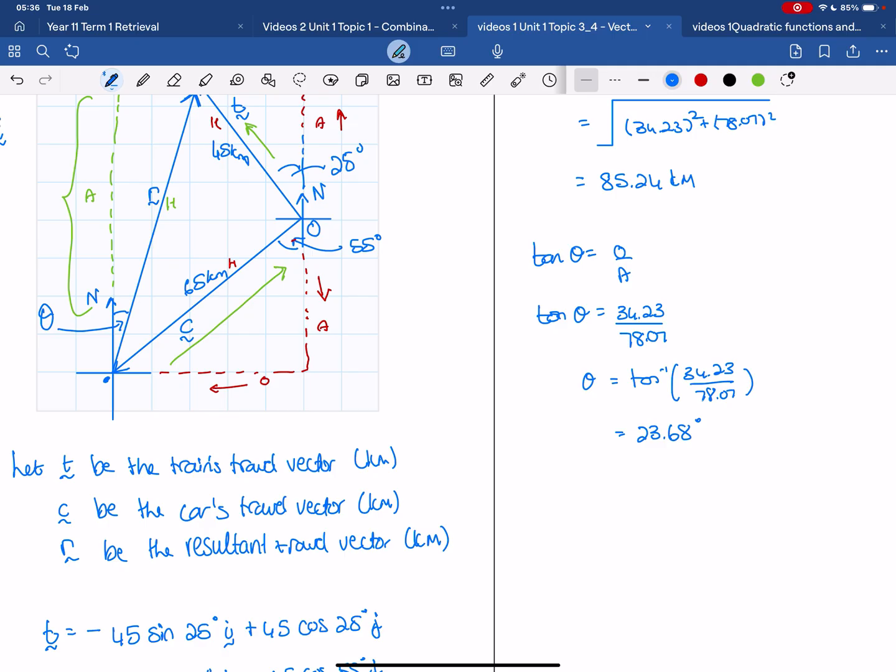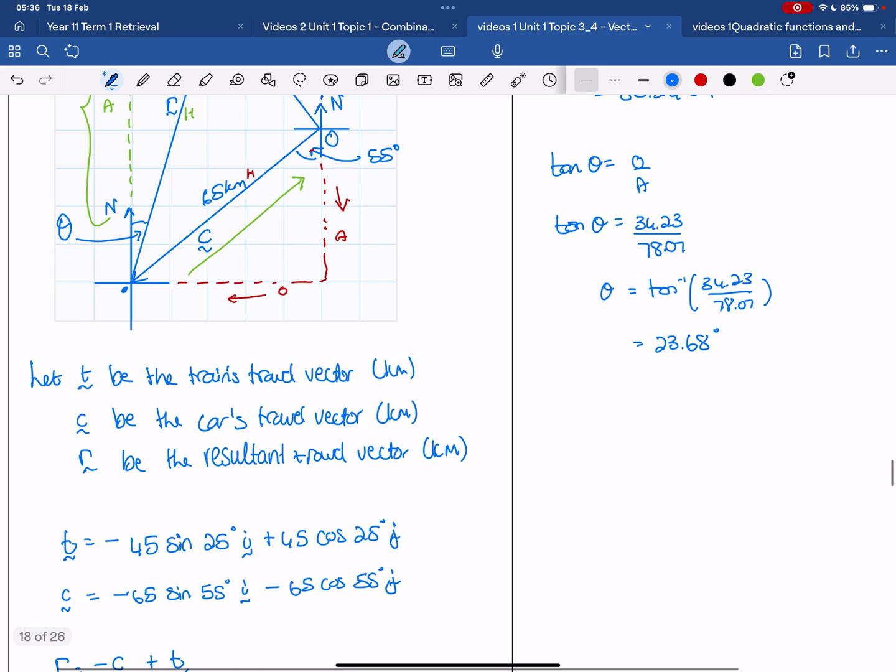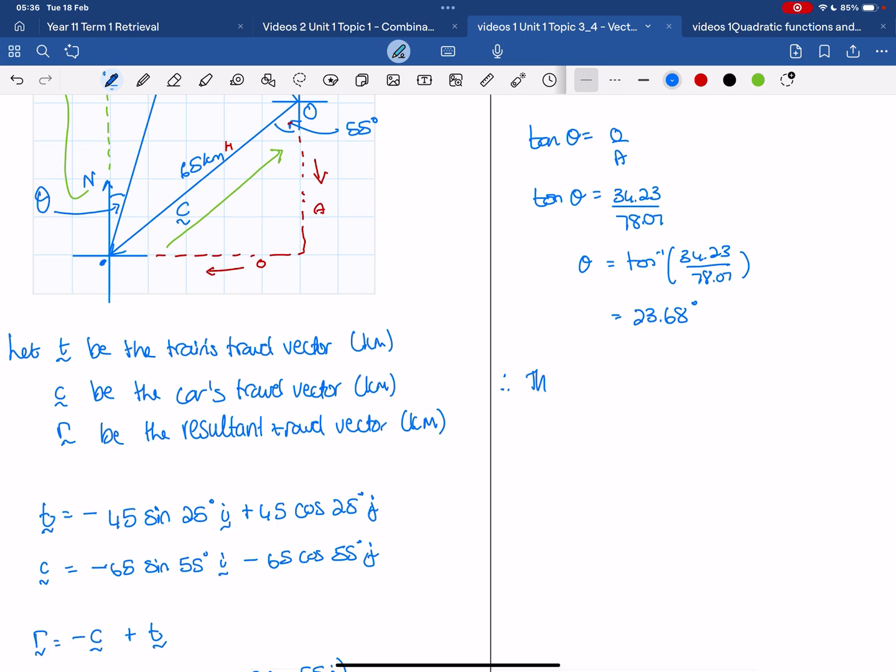All right, so therefore our train is 85 kilometers on a bearing of about 24 degrees from our car, and we need to write that. Notice I'm writing approximately to deal with my rounding. 85 kilometers on a bearing of 24 degrees. And if we're writing true, 3 numbers and degrees true, from the car.